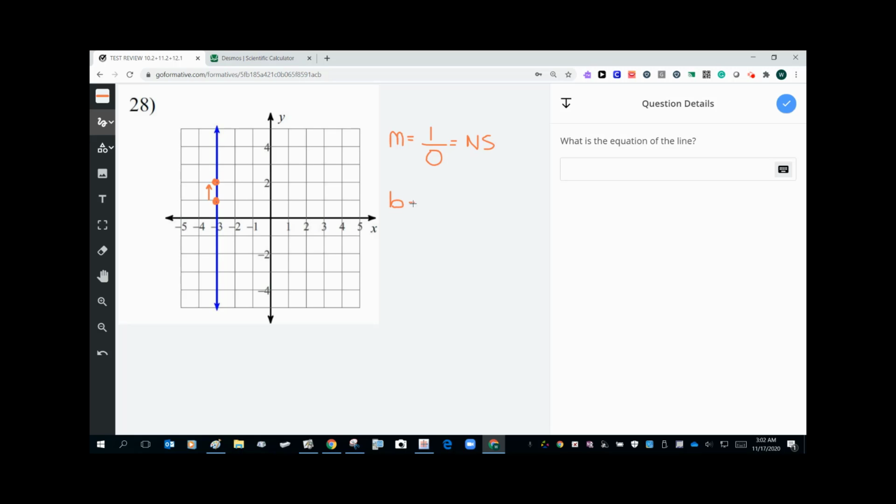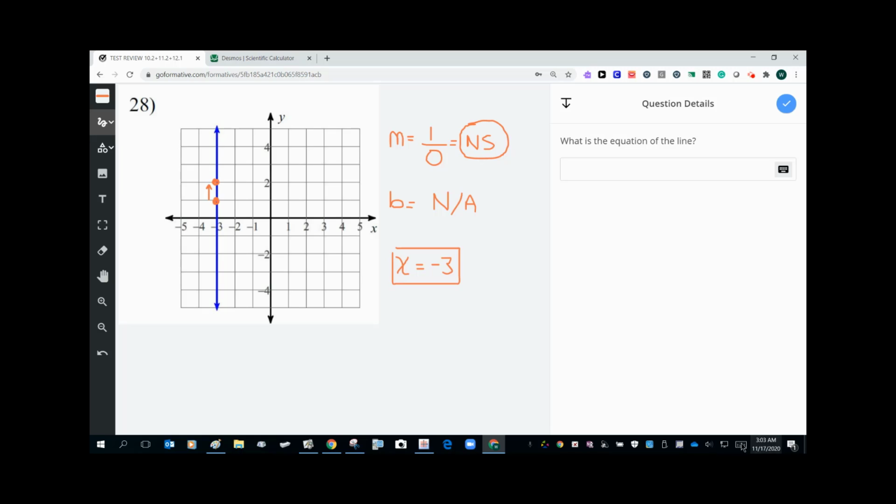And for our B, because this line does not touch the y-axis, we write not applicable. And that tells us whenever we have no slope, that our equation will start with x. This will be the special case where it starts with x. And then you just look at the x-axis and we see that the line crosses at -3. So my equation is x equals -3.